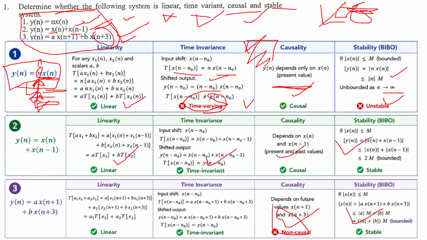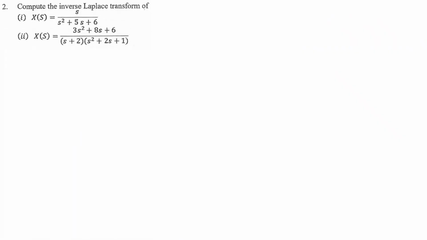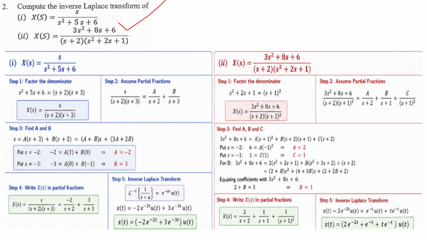Okay, so let's take another question now. We will move fast. Here you have to find the inverse Laplace transform for these equations. So how will you find it? Very basic. First of all, write your question and then write it like this. Your question is A divided by s plus 2 and B divided by s plus 2. And you have to find the values of A and B.